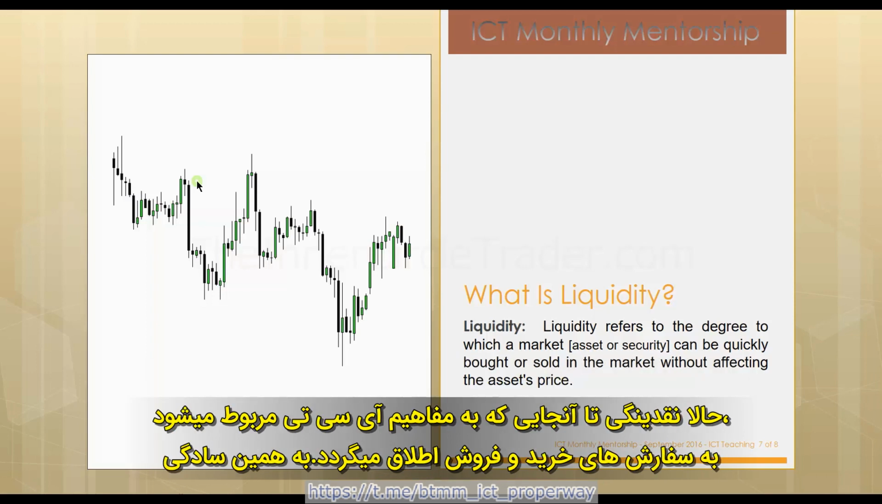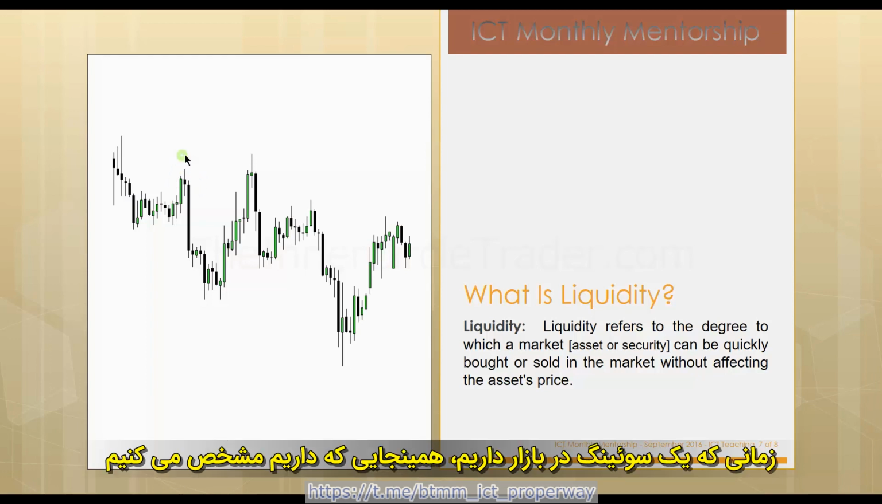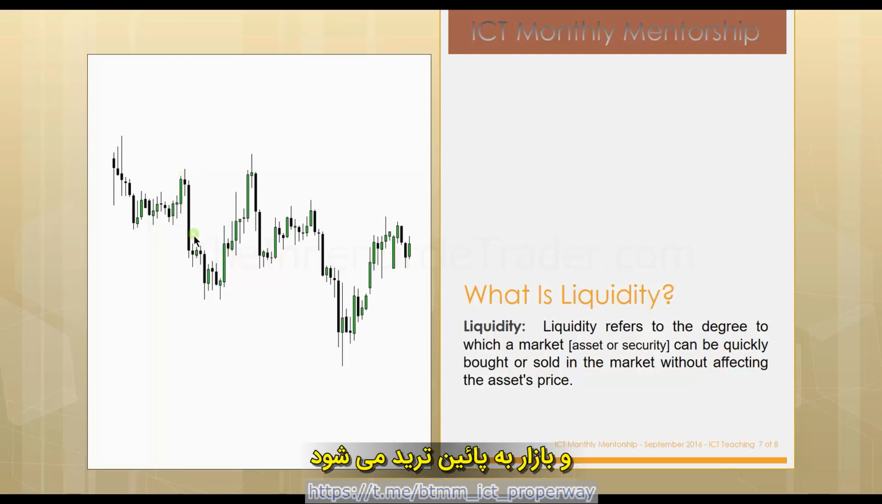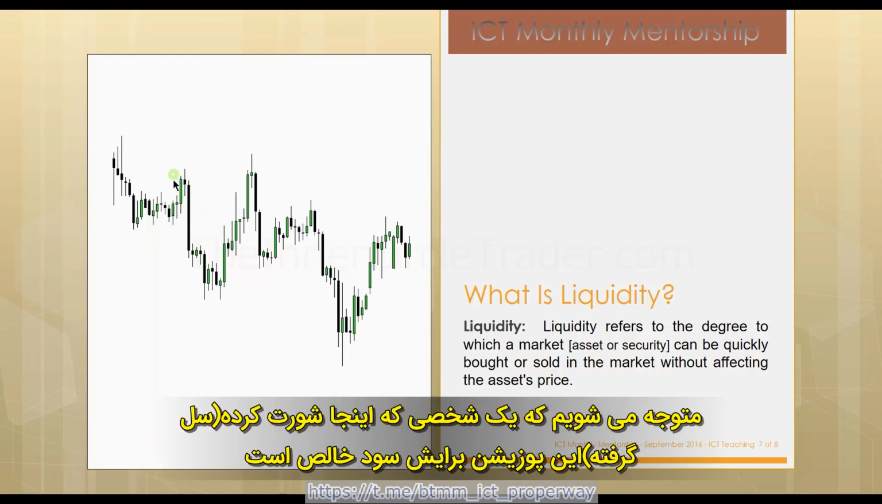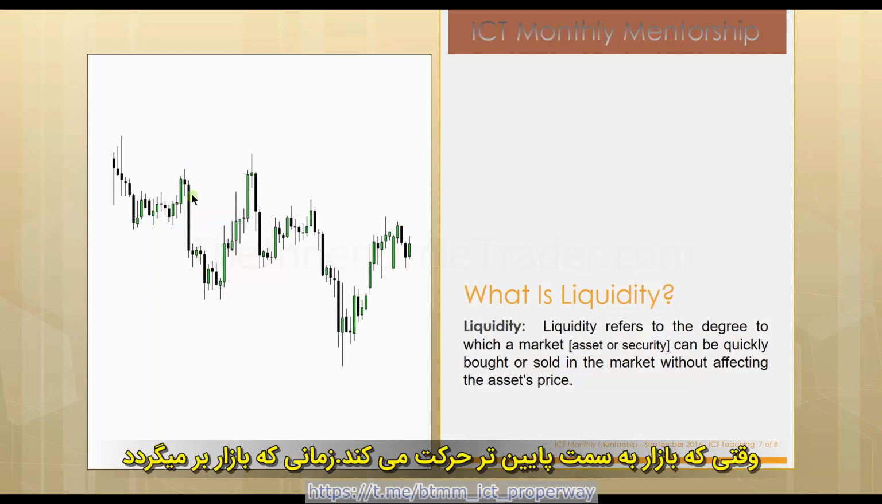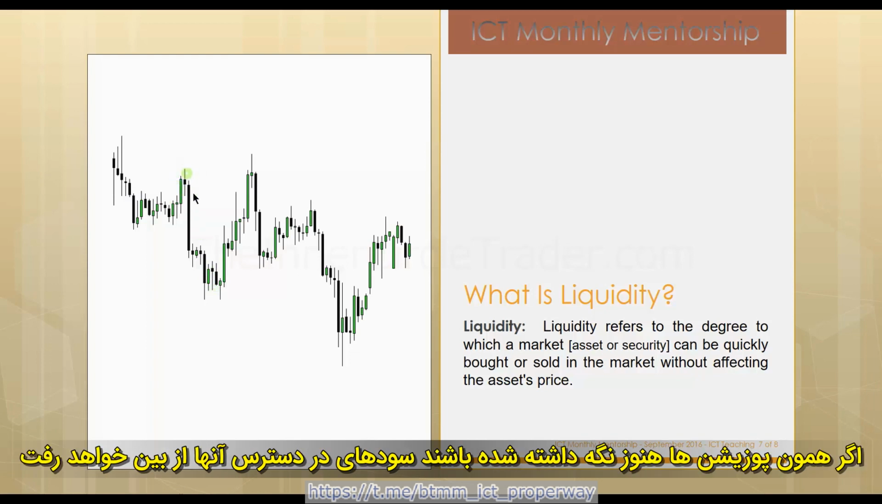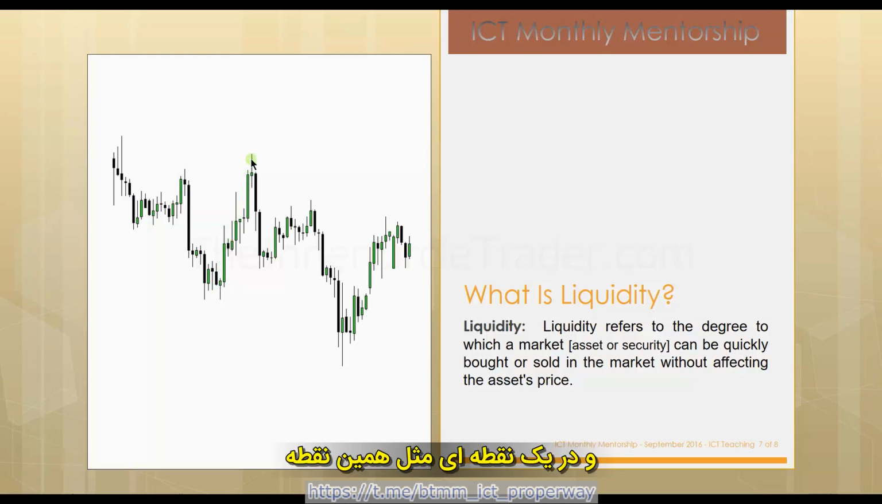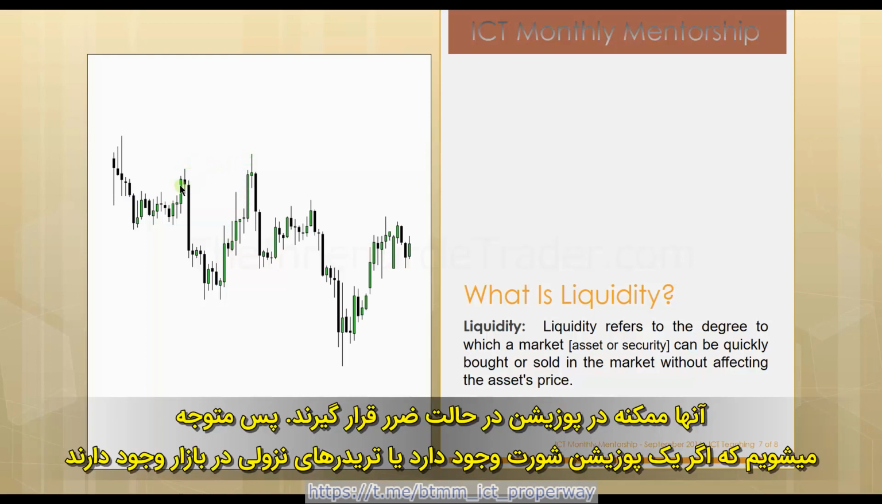Now, liquidity, as it relates to ICT concepts, relates to buy orders and sell orders. It's as simple as that. When we have a swing in the marketplace, as we note here, and the market trades lower, our understanding is there was someone that went short here. This position would be net positive or profitable as the market moves lower. As the market turns around, if those same positions were still held, their open profits would be eroding, and at some point, at this point right here, they would be at a losing position.